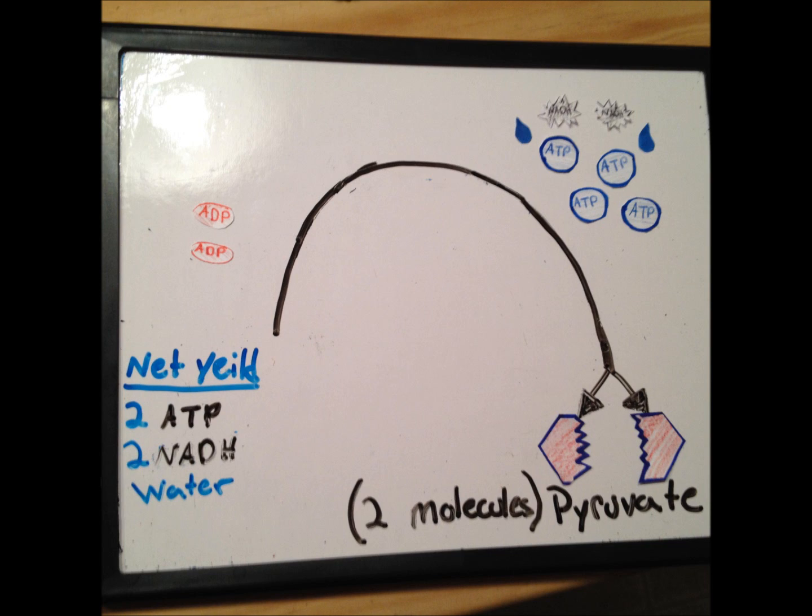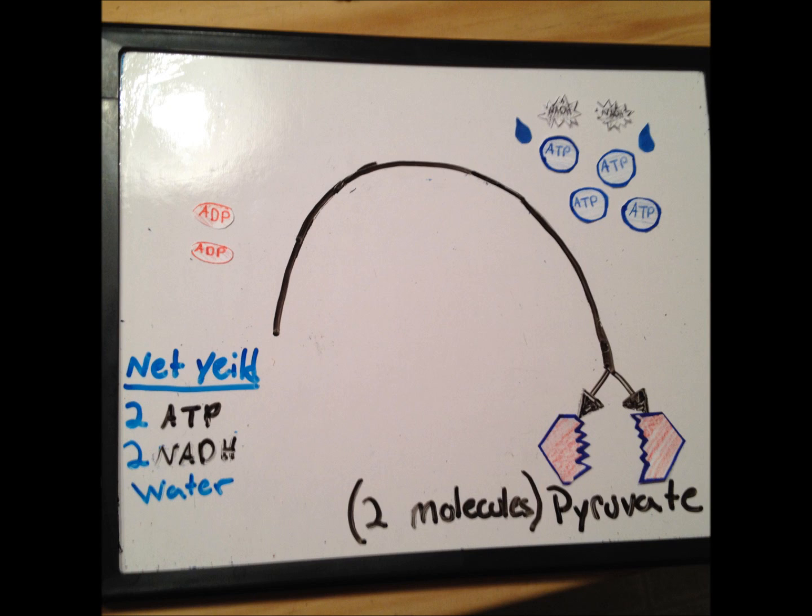Glycolysis results in the production of two NADH and four ATP molecules. However, two ATP molecules were originally invested, represented by the two remaining ADP molecules. So, the net yield for glycolysis is 2 ATP per molecule of glucose, as well as 2 NADH. However, much more energy still remains in the pyruvate molecules.